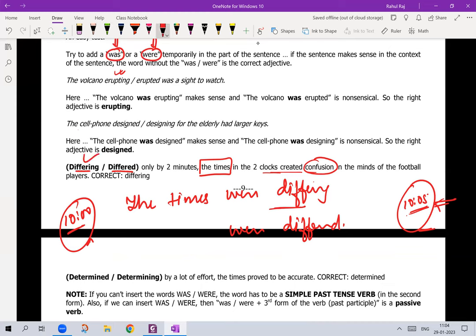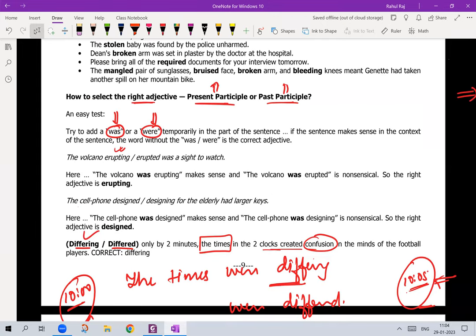I have a doubt. Yeah, please tell me. Which is more correct between "the times deferred" and the other sentence, "the times were differing"? If we have to choose one out of two. No, so you have to use the was and were test over here. The was and were test is what? That between a subject and the adjective you put was or were, depending on whether the subject is plural or singular, and see what makes sense to you.